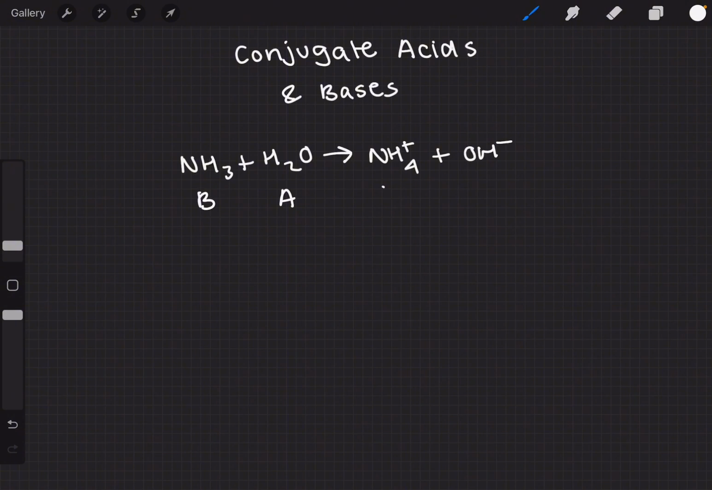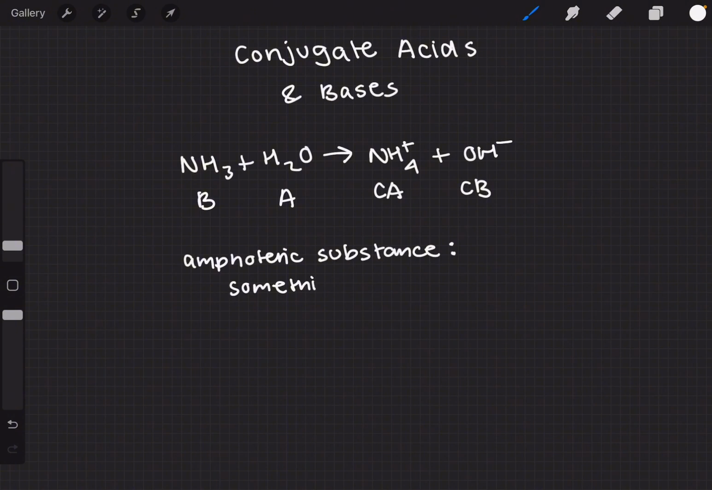Now, this also introduces us to the concept of amphoteric substances, which states that a substance can be an acid or a base. And one of the biggest examples of this is water. So water can either donate a proton or it can gain one.